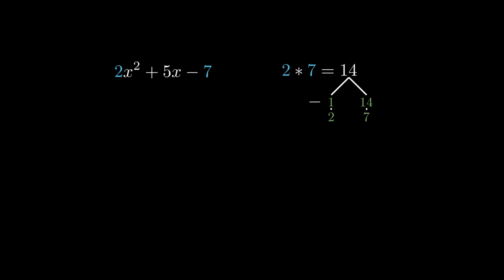Now, because our last term is negative, one of the factors in each group must be negative because we need them to multiply to be negative 7. So which one should it be? Where should our negative go? Well, we know that they need to add up to be the middle term, which is 5. So which factors with a negative will add up to be positive 5? This one looks right. What do you think? So if we add negative 2 plus 7, we get 5, which is what we want, which is the middle term.